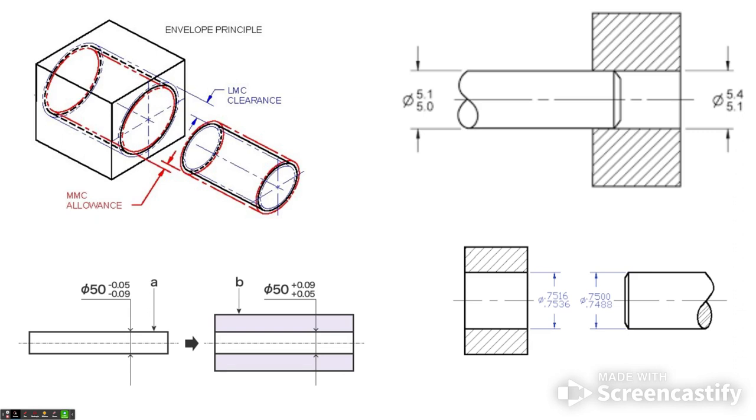In the upper left-hand corner of this PowerPoint, we're seeing what they're calling the envelope principle, giving you the beginning of the understanding of LMC clearance and MMC clearance, or allowance, what we refer to as least material condition and maximum material condition.